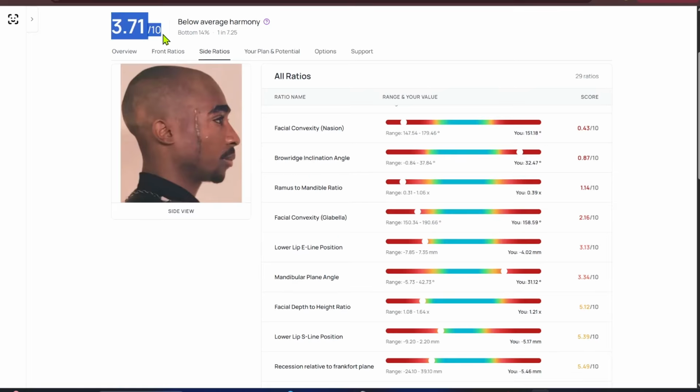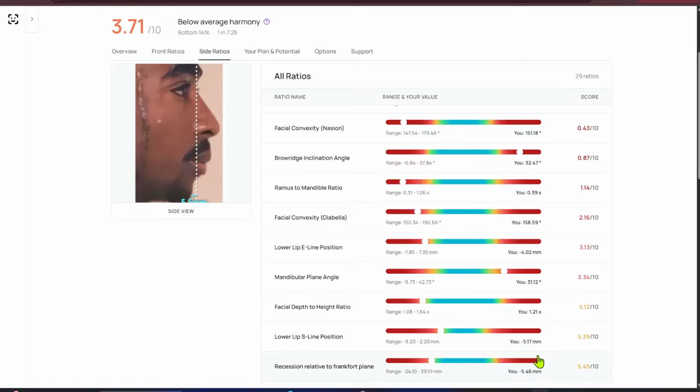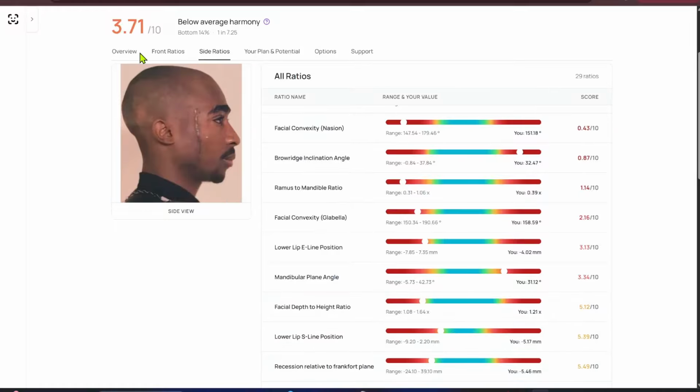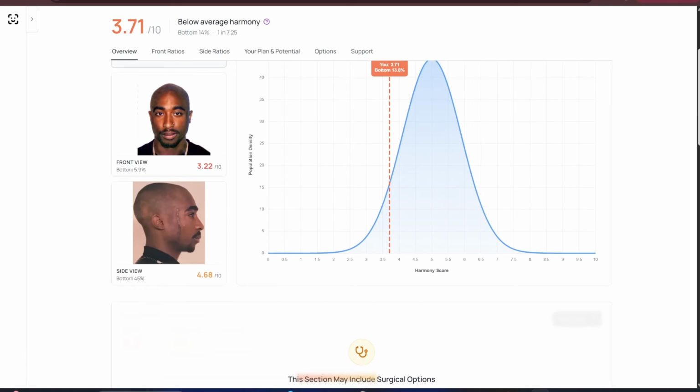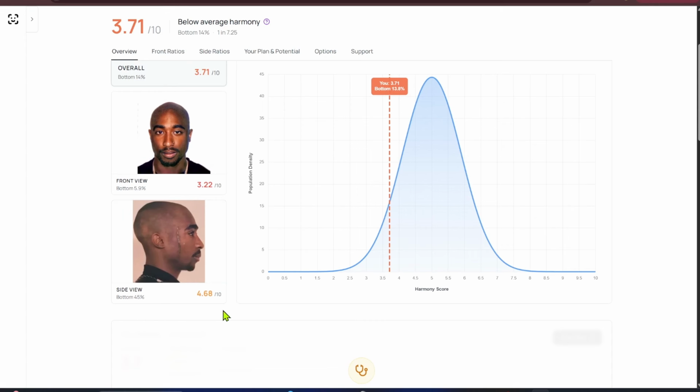Tupac gets a 3.71 out of 10. It's a below average harmony, bottom 14%, about 1 in 7.25 people. Now, I know that a minute ago I did leak the score right down here, but don't worry about that. This is his overall score, his harmony analysis. You can see the visual rating. His side gets a 4.68 out of 10, and then his front gets a 3.22.